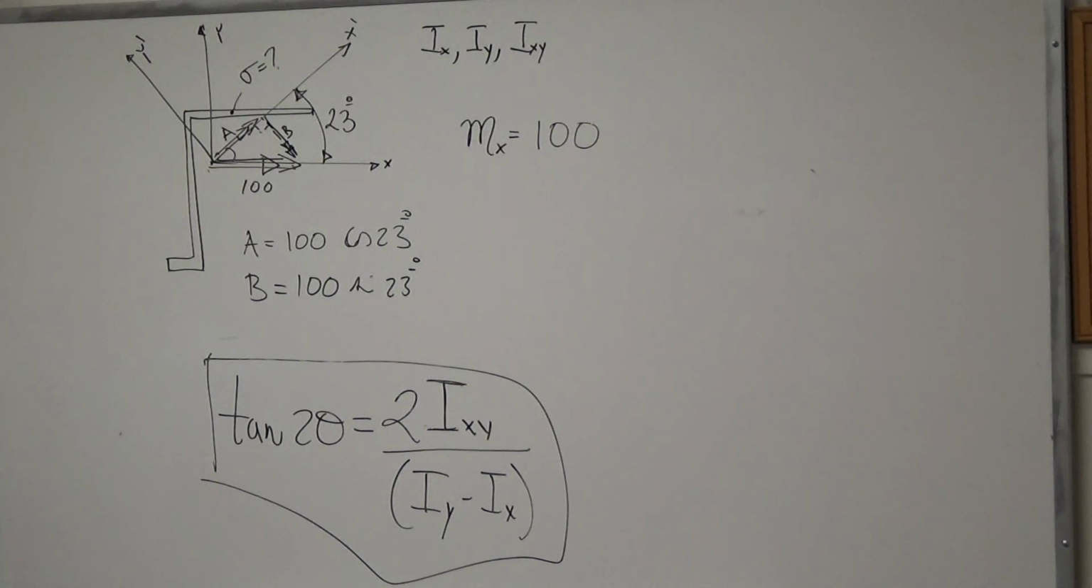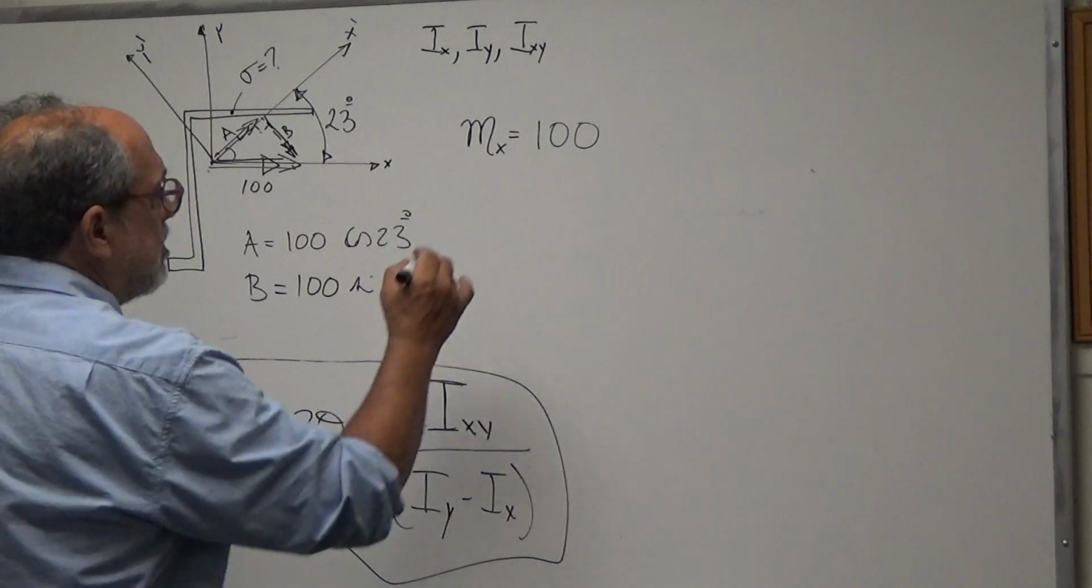Cool. So now that we know the moments about the principal axes, and I want to get the stress there, I know my formula is My over I, and I'm just going to do it one at a time. I don't think about two things, I think about one thing at a time. So I'm just saying, what if I only had A?